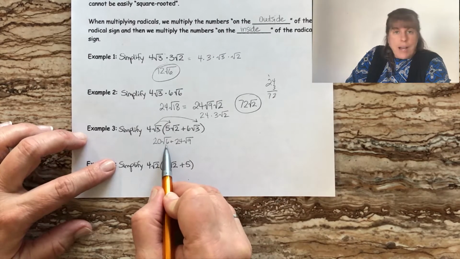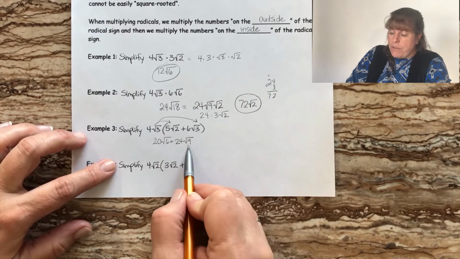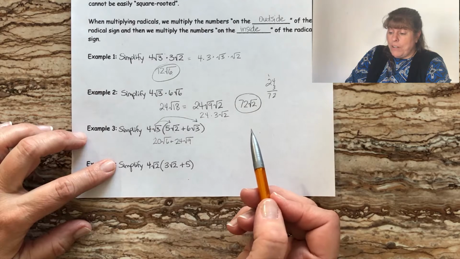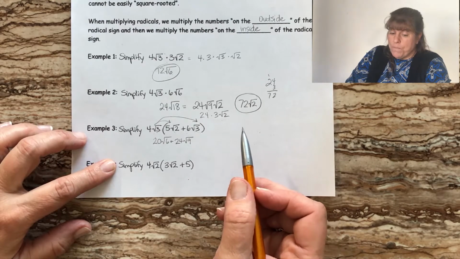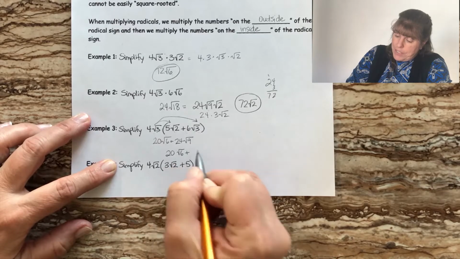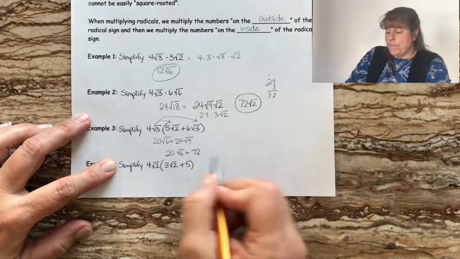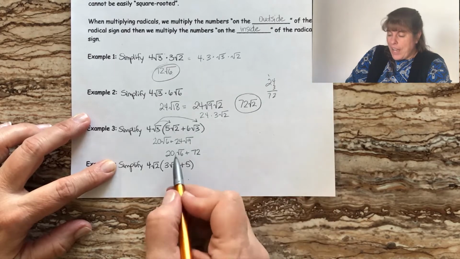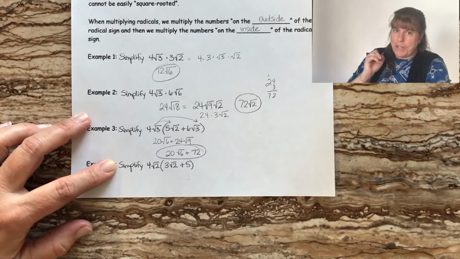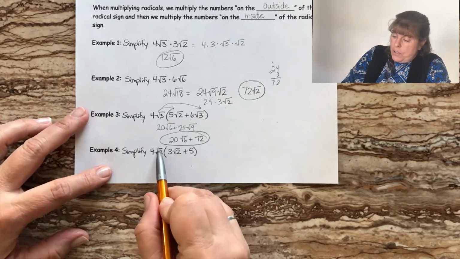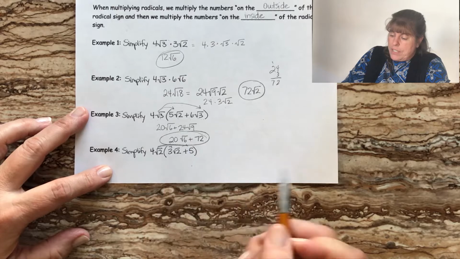So square root of 6 cannot be reduced any further. Square root of 9 is a 3. We already found out from the last example that 24 times 3 is 72. So I'm going to write 20 square root of 6 plus 72. Are they like terms? No, not like terms. So I will circle my answer because that's it. Simple as that. So here, another example.